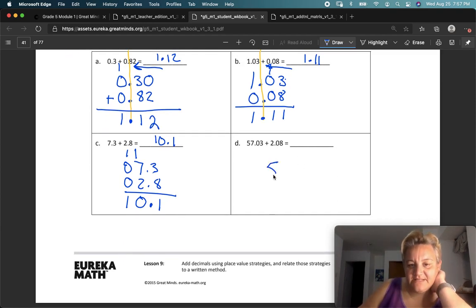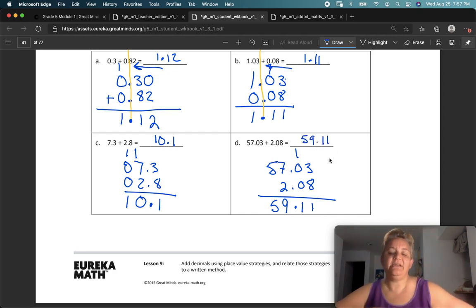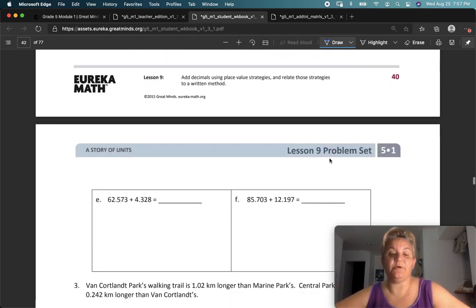Okay, 57 and 3 hundredths plus 2 and 8 hundredths. 8, 9, 10, 11. Carry the 1. 1 plus 0 is 1. Then I'm going to go to the next column. Put my decimal point in. 7 plus 2 is 9. Then my next column is 5. 59 and 11 hundredths. Here's what I'm going to look for in your homework.